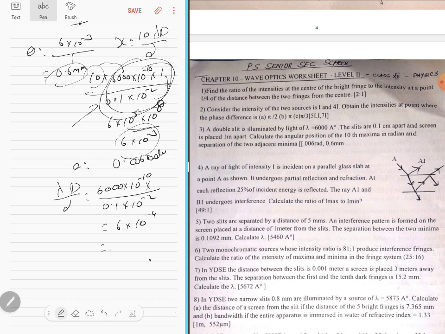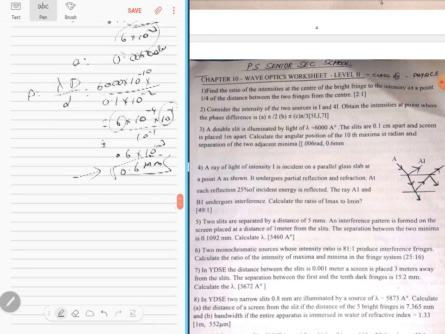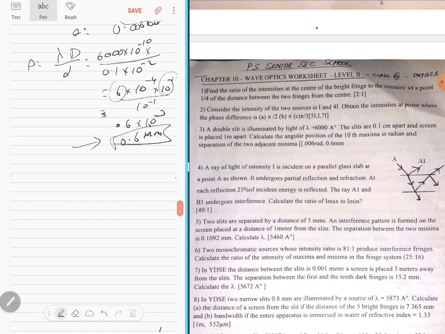So then, supposing I'm writing it as 0.6, which means I've multiplied by 10 to the power minus 1. I should also divide by 10 to the power minus 1, so that this and this make it 0.6. This becomes 10 to the power minus 3, so 0.6 millimeter. Now it's fine. So that is what it is, because this is the normal fringe width. The distance between two minima or maxima is all the same. So can I go to the fourth question?